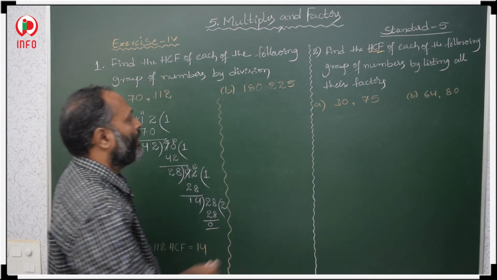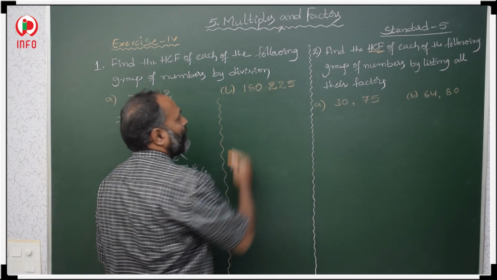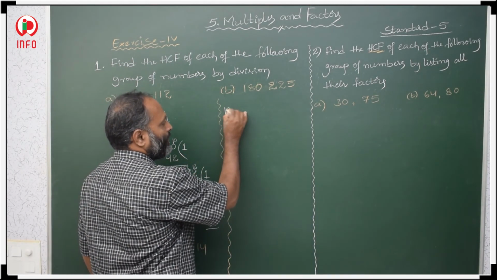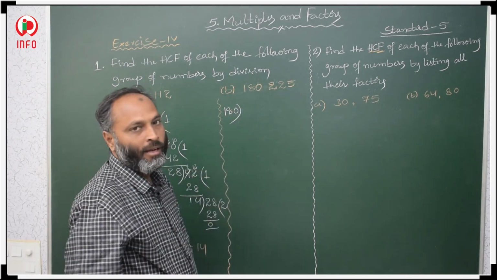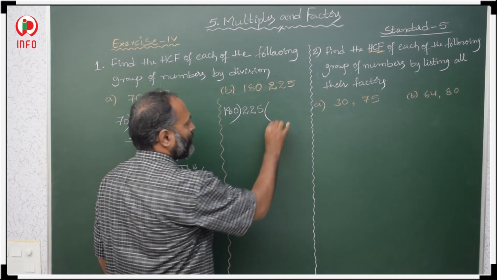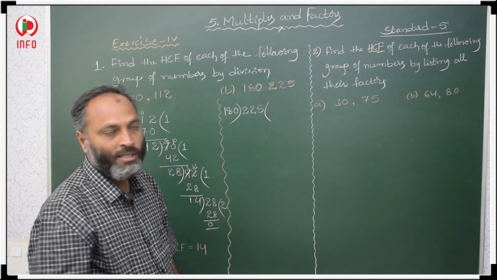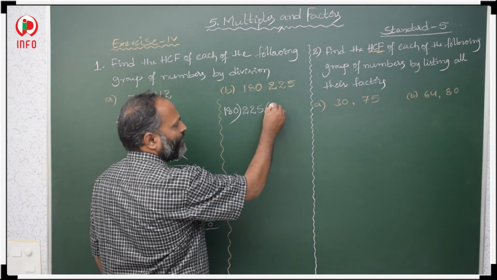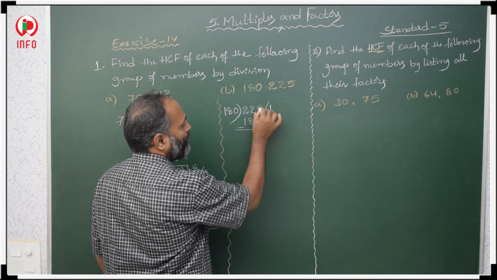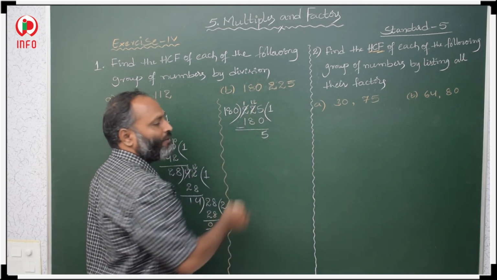Now here, 180 and 225. We have to find this HCF. What is the method? First we take the smaller one as the divisor and the bigger one, 225, as the dividend. 180 ones are 180, 180 twos are 360, that is more than this. So 180 ones are 180 we have to take. Then minus: 5 minus 0 is 5, take borrow from here, 12 minus 8 is 4.